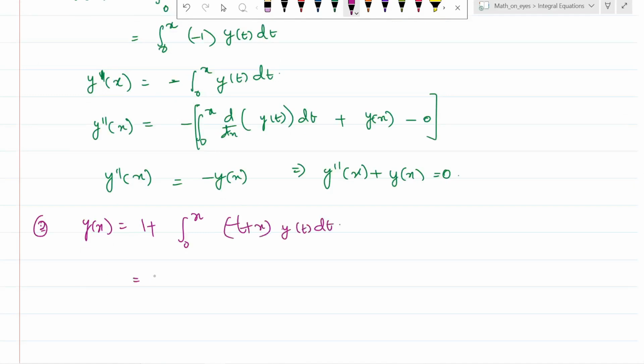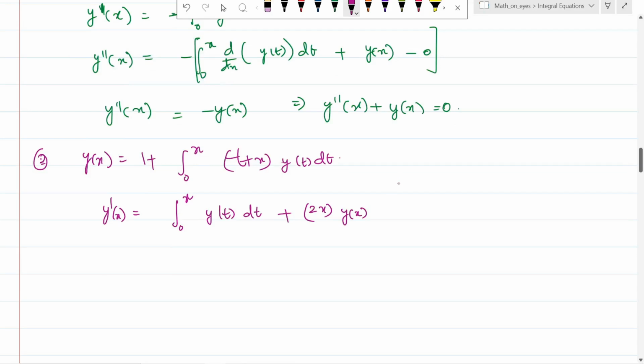So this gives y'(x) is equal to integral 0 to x y(t) dt plus, when you apply the upper limit, we have x plus x, so 2x into y(x). Then when you apply 0, y'(0) is equal to, the first integral 0 to 0 will become 0 and the second part has x, so when you apply 0 it will become 0. So this is satisfying the initial condition also. So we'll take the second derivative.